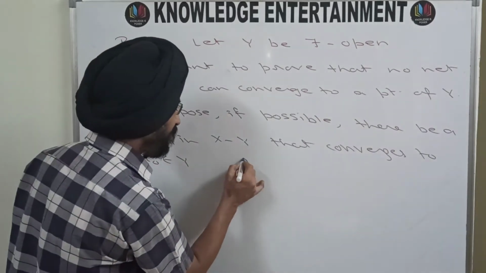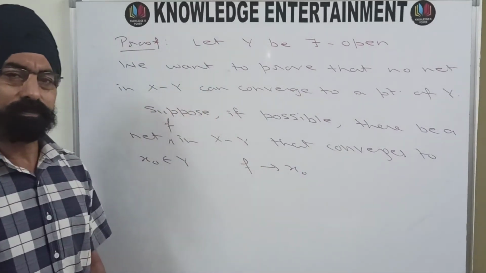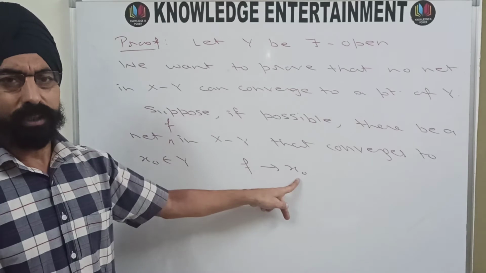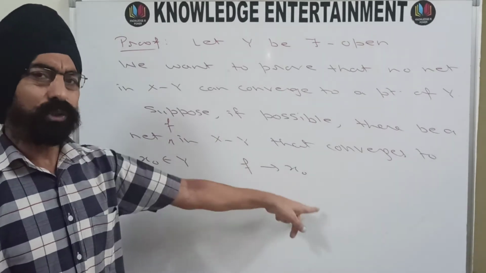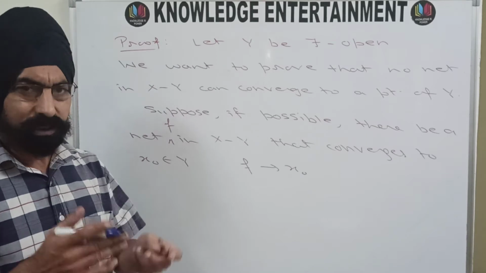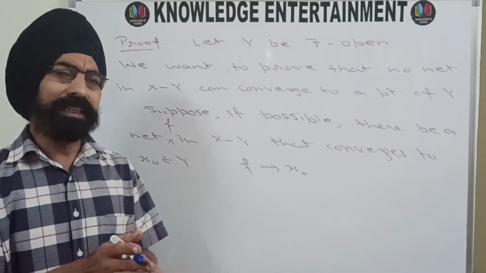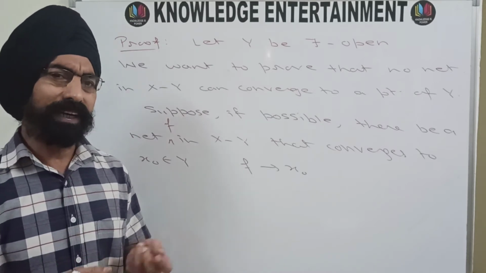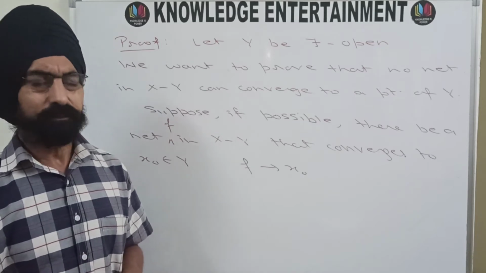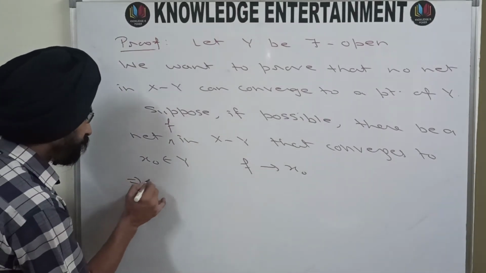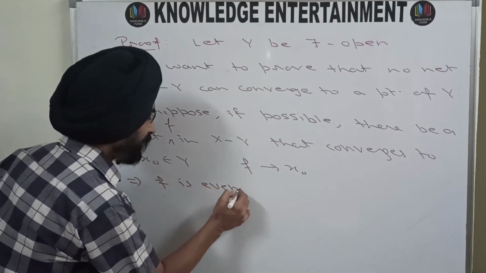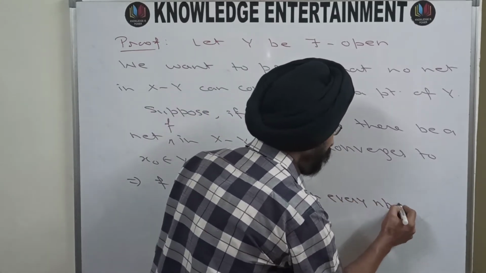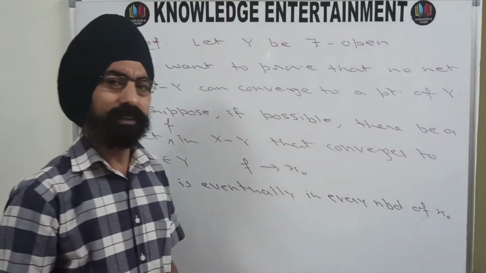Now your net f is converging to x naught, and by definition of convergence, for every neighborhood of x naught, f must be eventually in that neighborhood, because after some stage each element is belonging to that set. That means f is eventually in that set that we have defined in the previous video. What is the meaning of eventually in? This means f is eventually in every neighborhood of x naught.